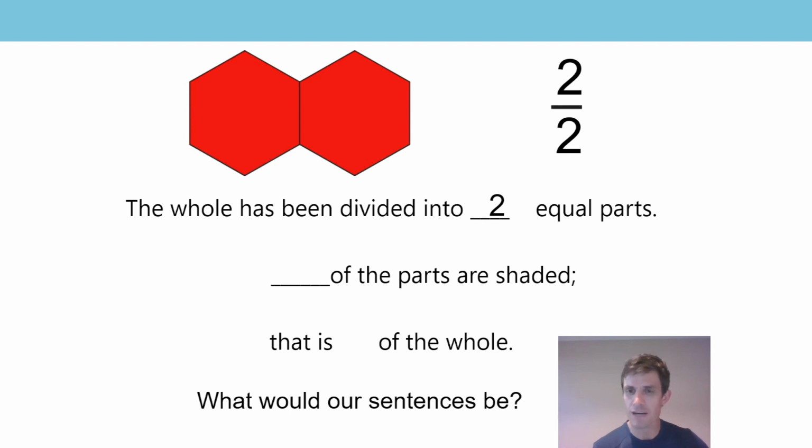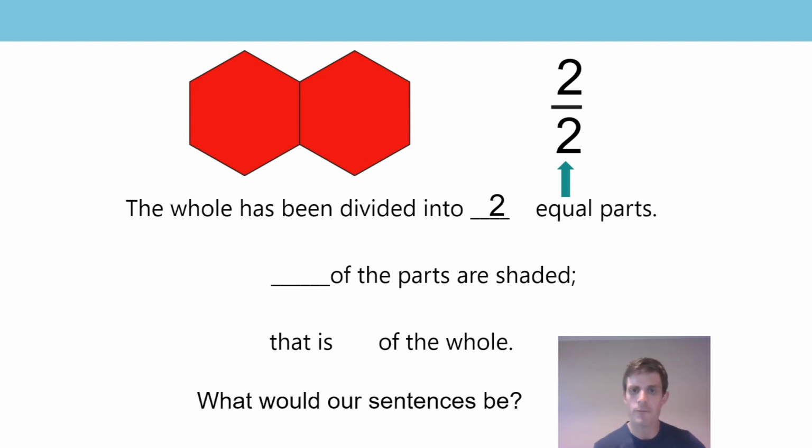But let's look at our fraction. Oh, now they're both 2. So which of those 2's tells us that the whole has been divided into 2 equal parts? Quickly whisper to somebody and tell them. Right, it's the 2 underneath the division bar, because that tells us that the whole has been divided into 2 equal parts.